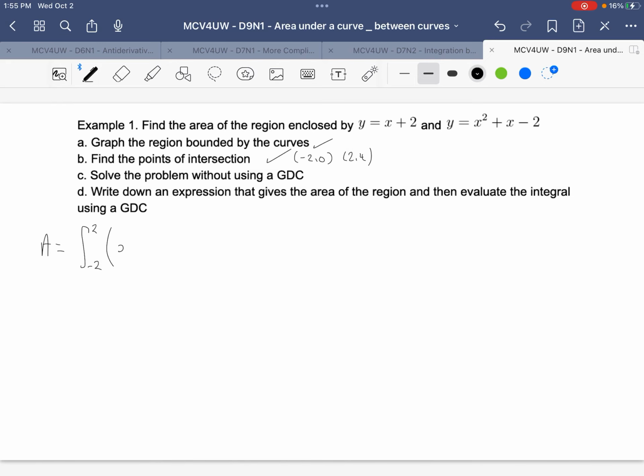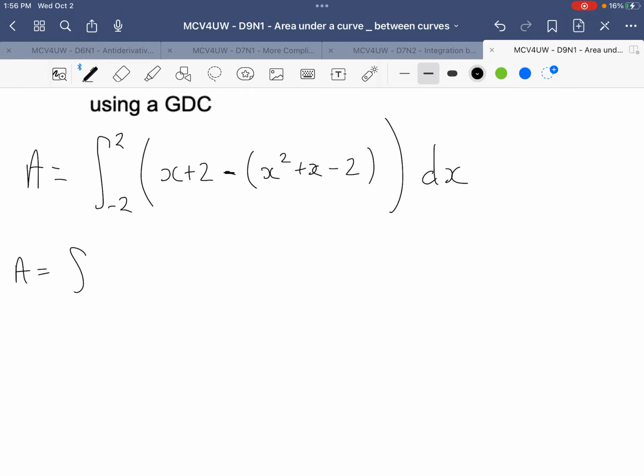So our integral would be x plus 2 minus x squared plus x minus 2 dx. Now I can simplify that integral. I'm just going to zoom in here because this is going to be a little bit big. If I go from 2 to negative 2, this would be negative x squared. X minus positive x, those would cancel out. 2 minus negative 2 would then be positive 4 dx.